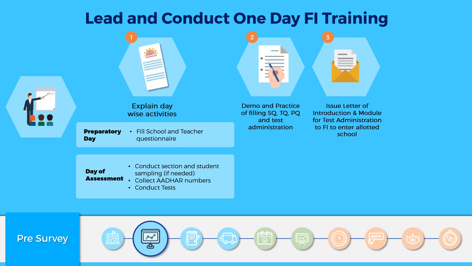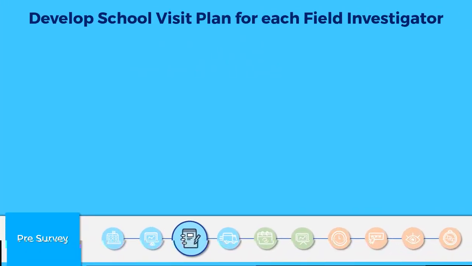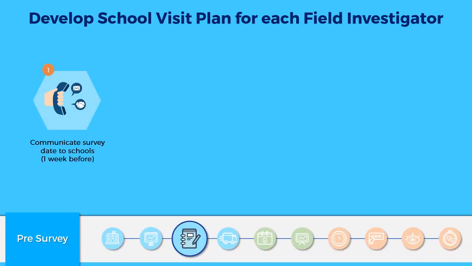Ensure that training material provided to FIs, such as the module for test administration, is translated into regional languages as well. The DC needs to share his contact details and the contact details of the school, along with its address and UDISE code, with the FI. Submit a detailed report on FI training to the State Coordinator Implementation and the State Level Coordinator Monitoring's Office. The District Coordinator should communicate the date of survey to schools 1 week in advance of the final date. Inform schools to ensure all children of grades 3, 5 and 8 are present on the assessment date.